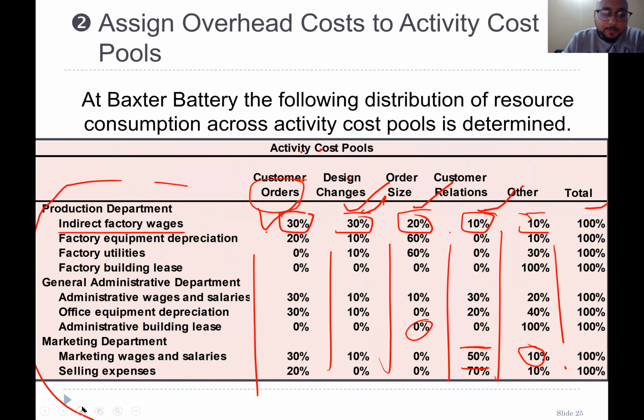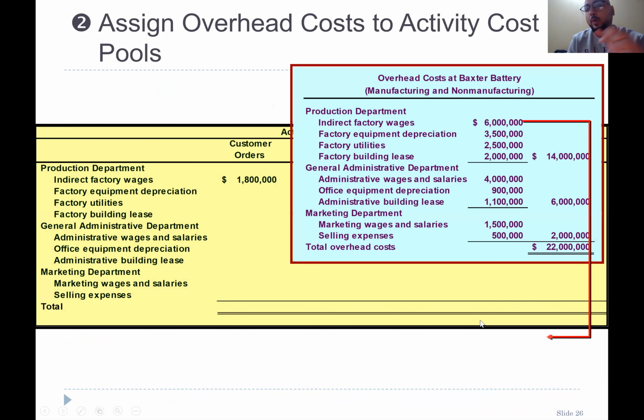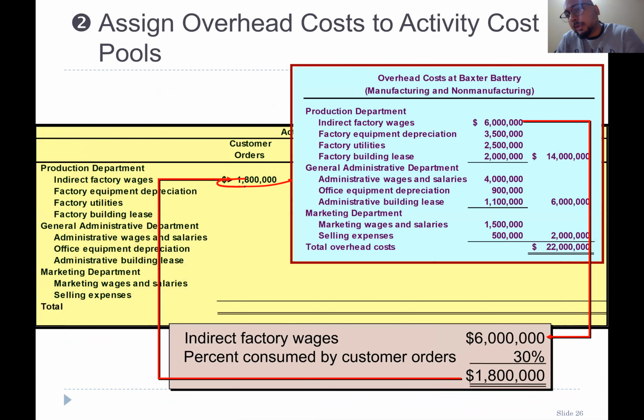What are these? These are all manufacturing and non-manufacturing overhead, non-manufacturing costs, and this is manufacturing overhead. So we have been given these activities and their percentages. Let's create cost pools. Where does this 1.8 million come from? We know that the total value of indirect factory overhead is 6 million and 30% belongs to customer order. So 6 million multiplied by 30%, the answer is 1.8 million.